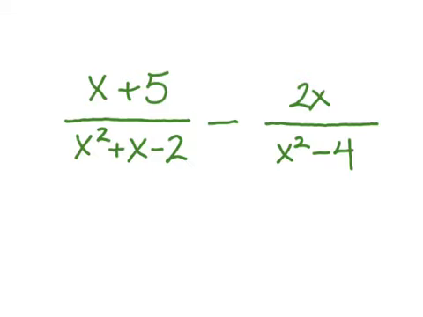In this example, we're going to look at how to subtract rational expressions. So here we have x plus 5 over x squared plus x minus 2. And from here we're going to subtract 2x over x squared minus 4. Remember, rational expressions work very much the same way as plain old fractions.